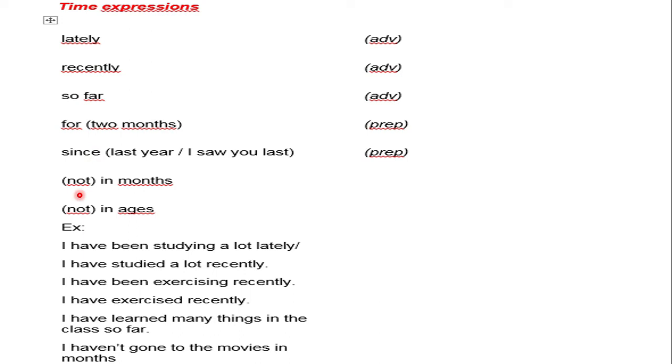But in months, in ages, or in decades is used only with present perfect negative. For example, you can say, I have been studying a lot lately, or I have studied a lot recently, or I have been exercising recently. I have exercised recently. I have learned so many things in the class so far. But only with in, you have to use it with the present perfect. I haven't gone to the movies in months. Negative present perfect only with in.